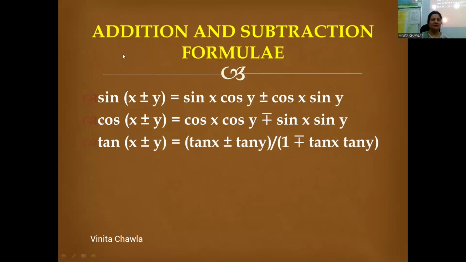Tan x plus y is tan x plus tan y upon, in the denominator, 1 minus tan x tan y. See, if we have positive here, then in the numerator we have the same sign, but in the denominator the sign changes to negative. And if we have negative, tan x minus y, then in the numerator it remains the same, tan x minus tan y, but in the denominator the sign changes to positive. Okay, so tan x plus y is tan x plus tan y upon 1 minus tan x tan y. Tan x minus y is tan x minus tan y upon 1 plus tan x tan y.